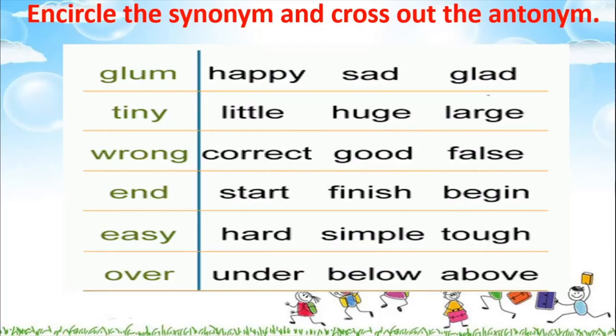Okay, so let's see. Glum is the word. And there are three choices given to you. So you have happy, you have sad, and you have glad. But what are you supposed to do? You are supposed to encircle the synonym, and you're supposed to cross out the other two words which are the antonyms. So what is the meaning of glum, children? Glum means sad. So that is the synonym. So which are the antonyms which you're going to cross out now? Happy and glad are the antonyms.